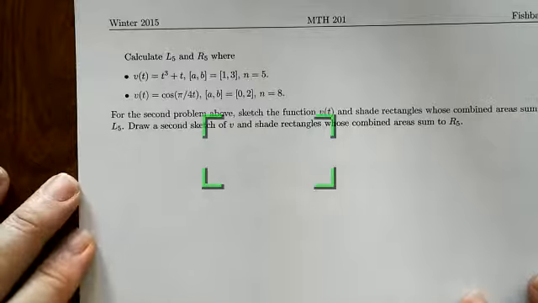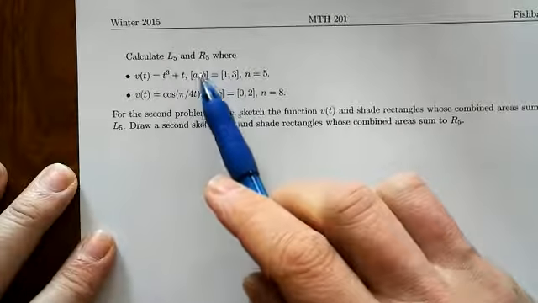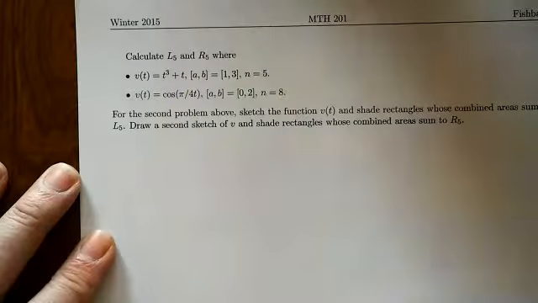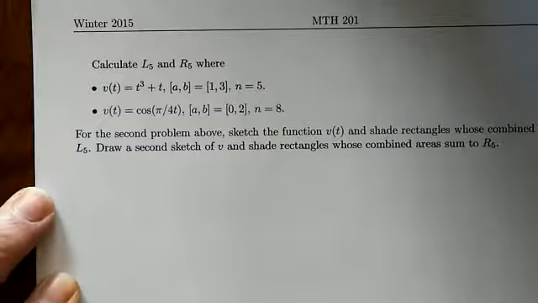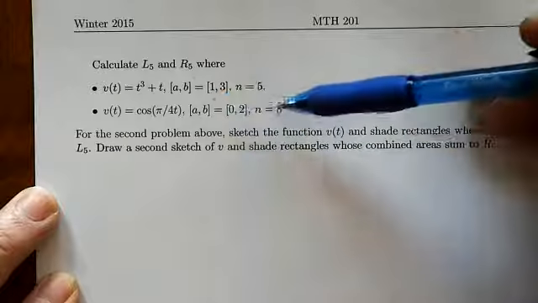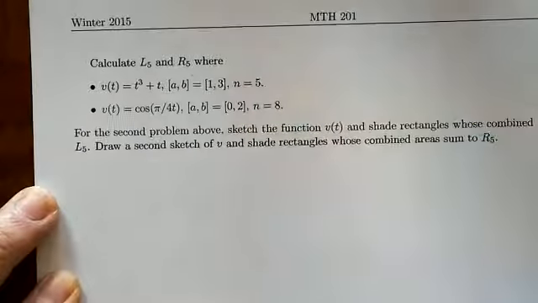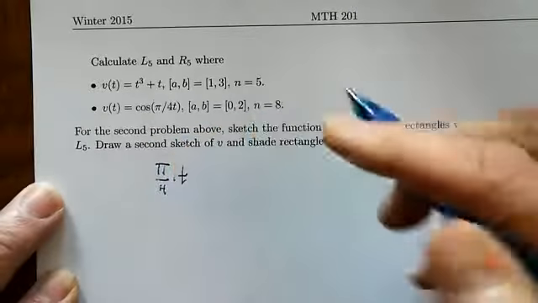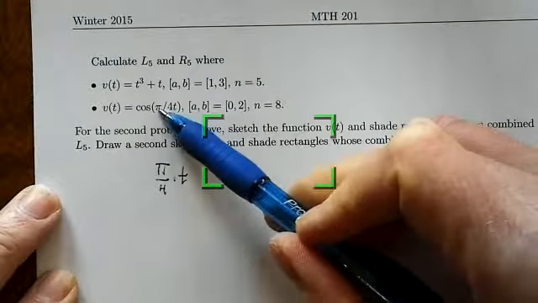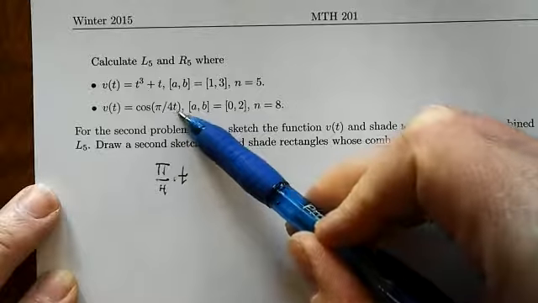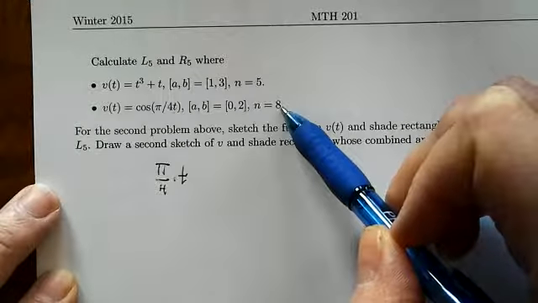So what I'd like for you to do in preparation for class is calculate the left Riemann sum, L5, and R5, for two different functions. One of the functions is t to the third plus t. Use the interval from 1 to 3, 5 rectangles. So you'll have two estimates, L5 and R5, for this example. And then the cosine of pi over 4t. Now I didn't make that very clear, but it's pi over 4 times t. The 4 is not in the denominator. So pi over 4 quantity times t, cosine of pi over 4t. The interval is from 0 to 2 using 8 rectangles.